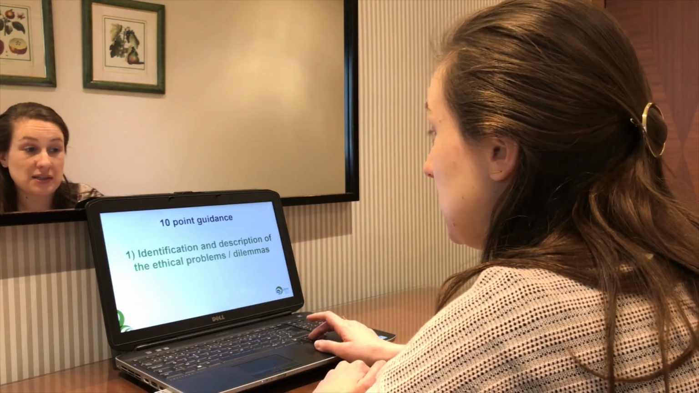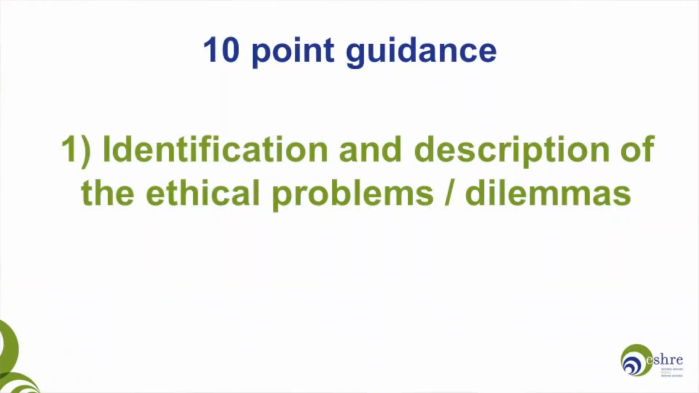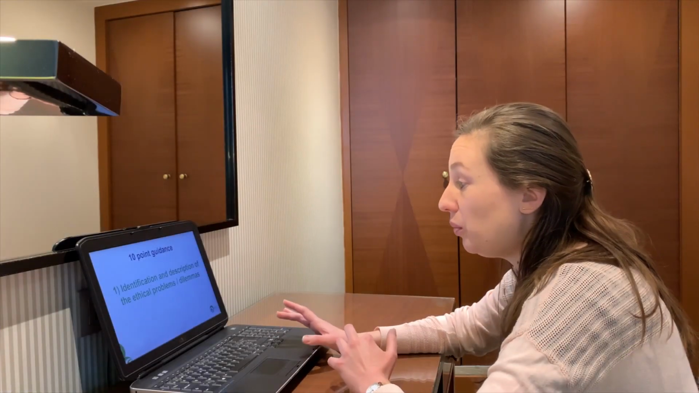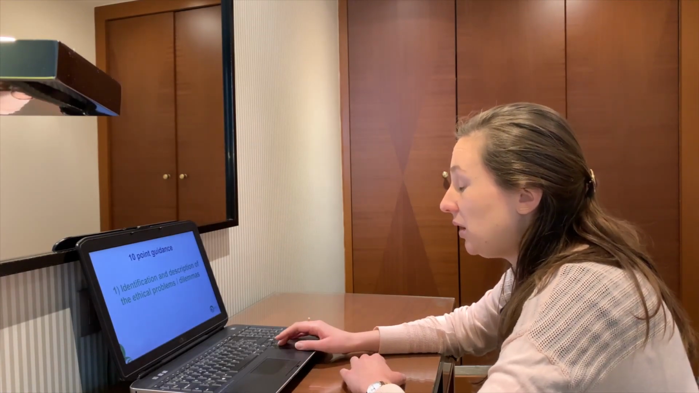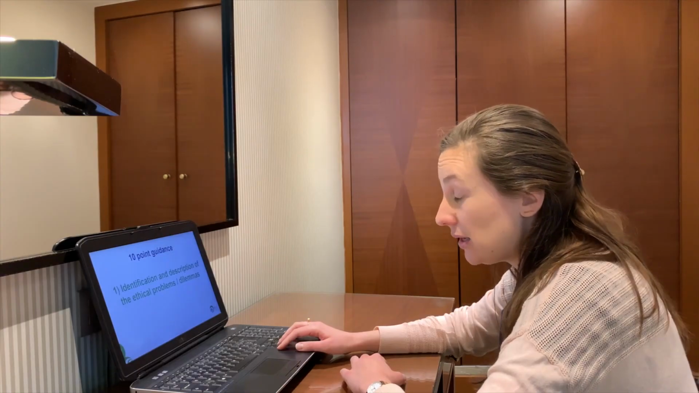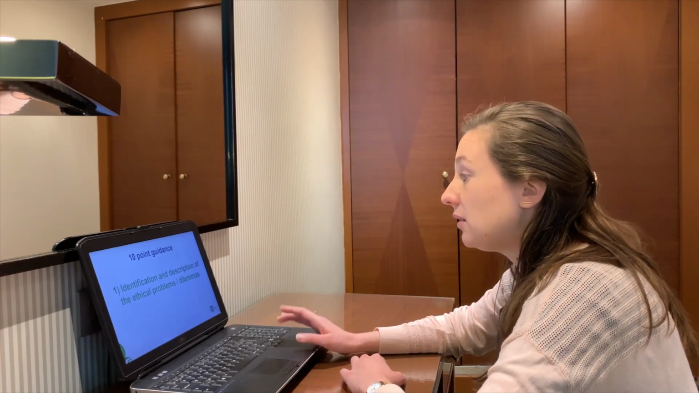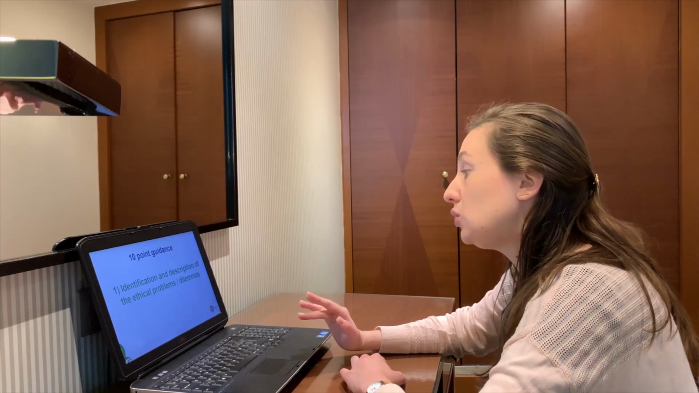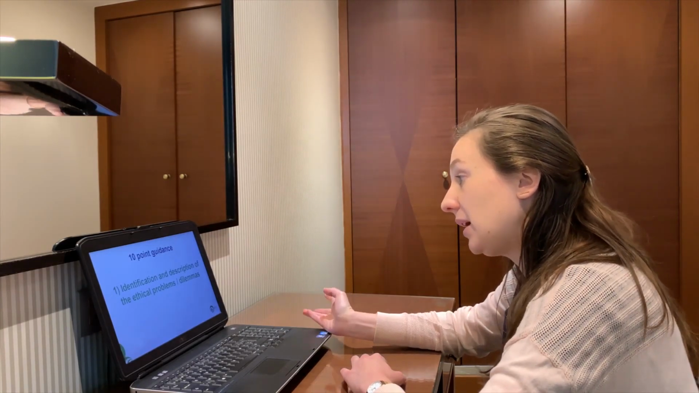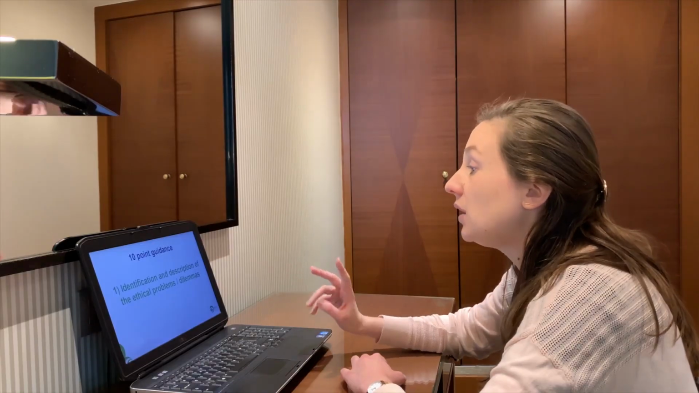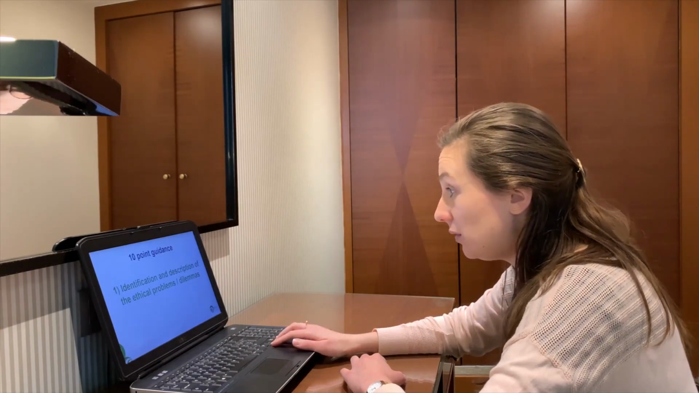The first step is the identification and description of the ethical problems or dilemmas. So in my case, we are talking about a gay couple. They came to the clinic because they had a wish for a child. They already had an oocyte donor, and the plan was that she was going to donate oocytes to the oocyte bank, and then the gay couple would receive anonymous oocytes in return.